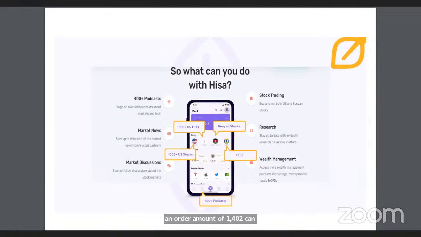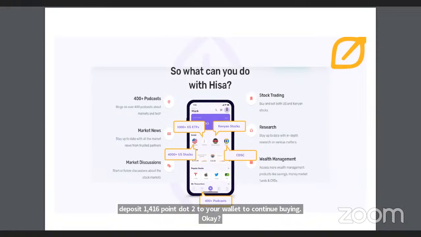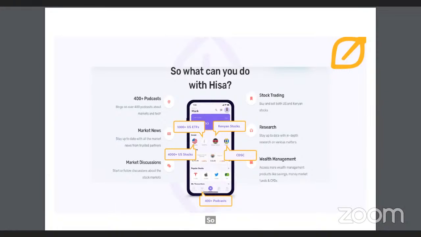Then you see the market, skip that. It says please deposit 1,416.32 to your wallet to continue buying. You see a button there written deposit; that's if you don't have enough to buy the shares. By now you understand why we're depositing 1,416, but the order amount is 1,402, and the transaction charge is 1%, which is 14 Kenyan shillings.